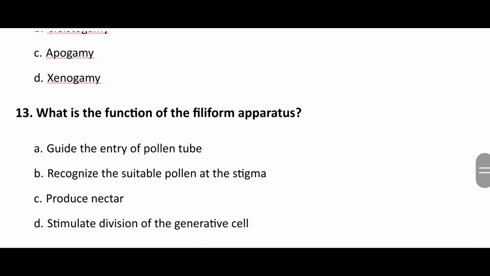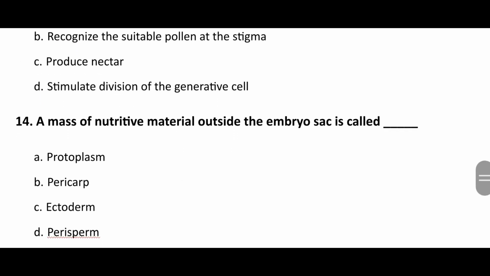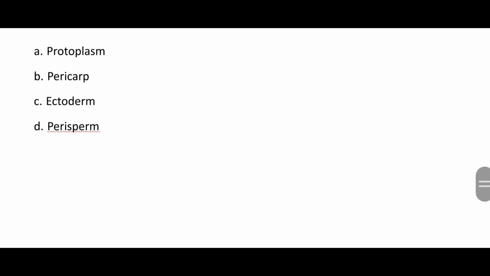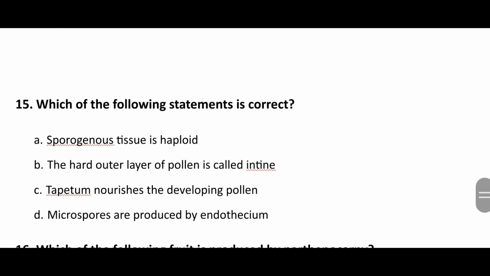Then question number 13, what is the function of filiform apparatus? So the function of filiform apparatus is to guide the pollen tube to enter inside the embryo sac. Then question number 14, the mass of nutritive material present outside the embryo sac is called the perisperm. Option D, perisperm.